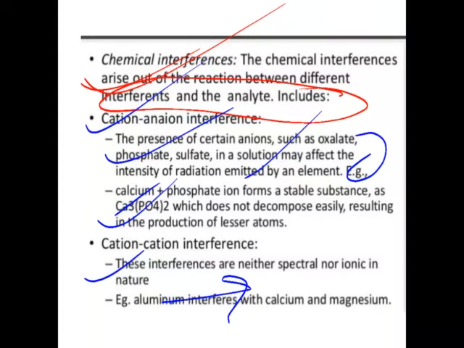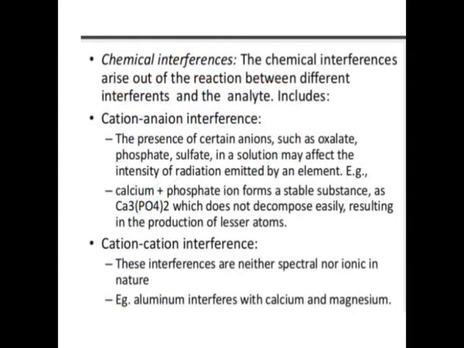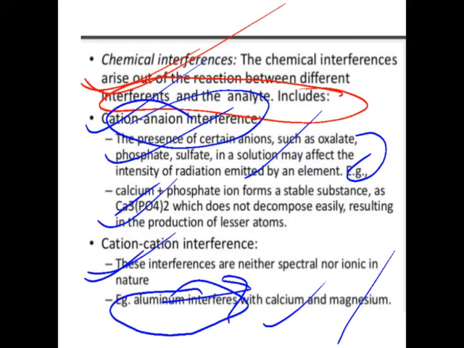Second one, cation interference. This is the second one, cation interference. These interferences are neither spectral nor non-ionic in nature. So aluminum interferes with calcium and magnesium. That is the example of cation interference. Okay, so this is the chemical interference. That is the first type of interference.